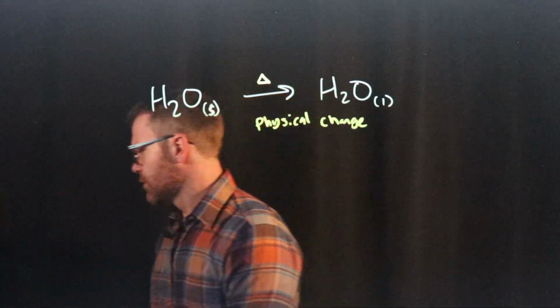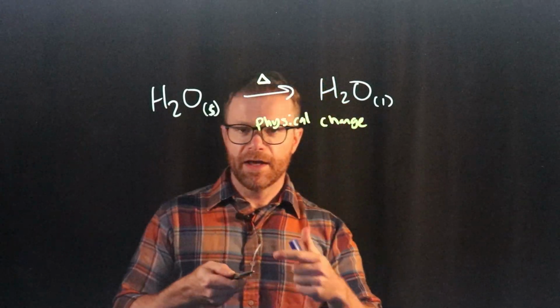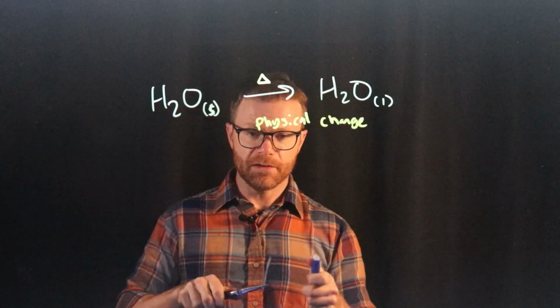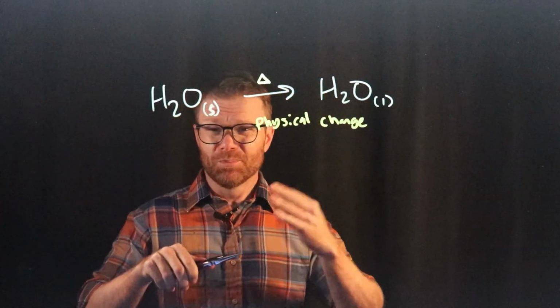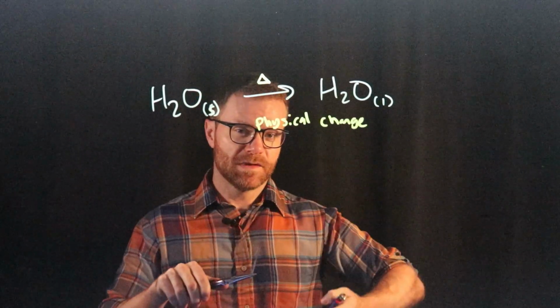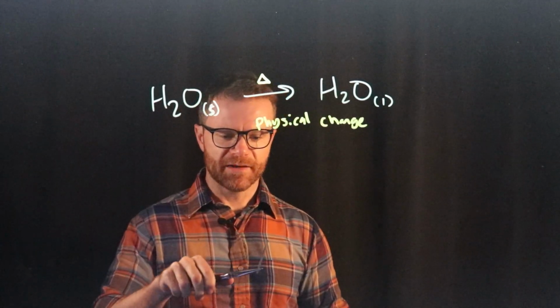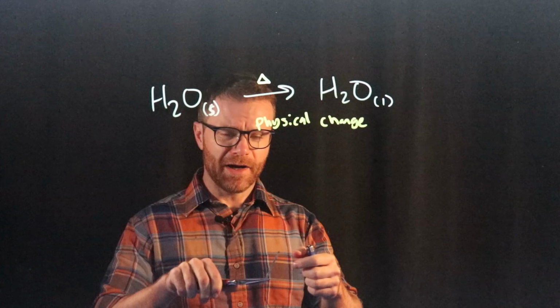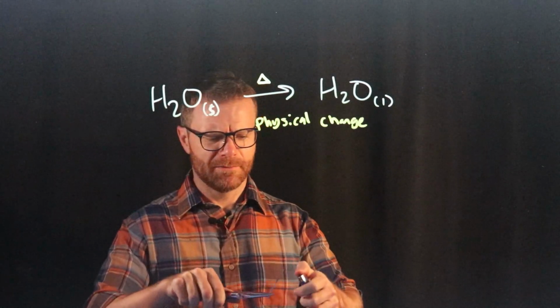Let me give you another example. Here I have some magnesium metal, and it's more or less pure magnesium. It's an alkaline earth metal from column 2 of the periodic table. I'm going to light it on fire because I enjoy doing that.